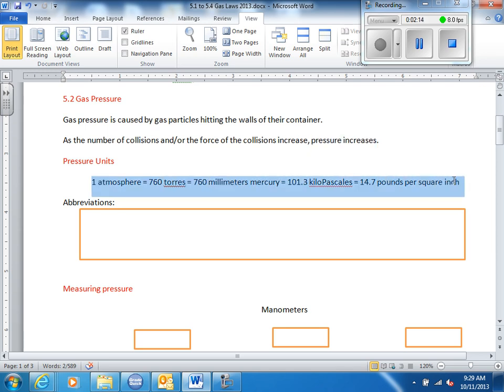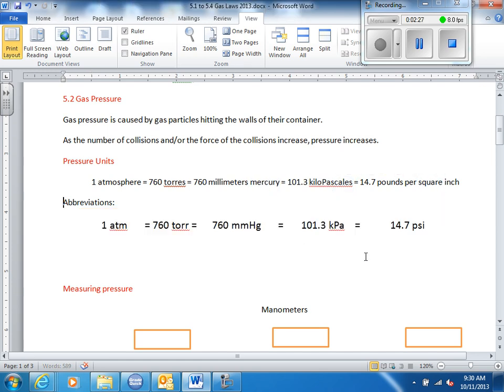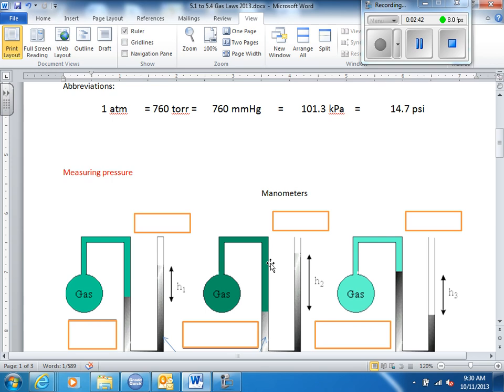Here are your units for pressure. Atmospheres, torr, millimeters of mercury, literally millimeters of the element mercury. You'll see a little later how that comes up. Kilopascals and pounds per square inch. These are the abbreviations. When you see those abbreviations, you should read it as the whole word. So we don't say 1 ATM, we would say 1 atmosphere. So copy those down. You might need to pause.